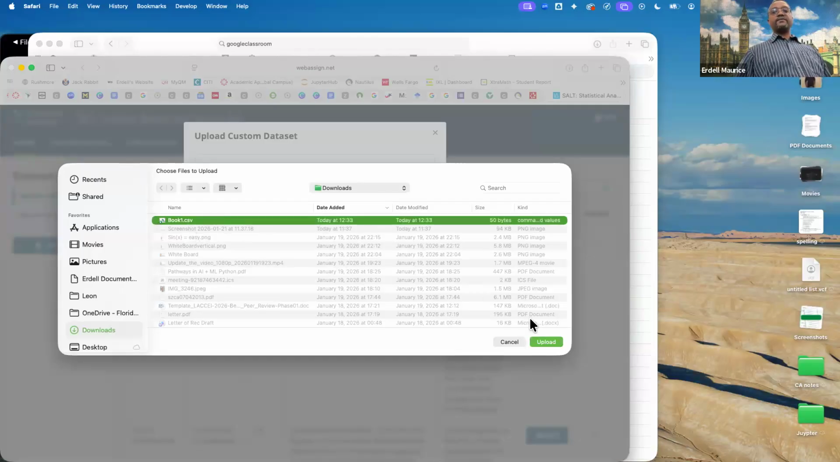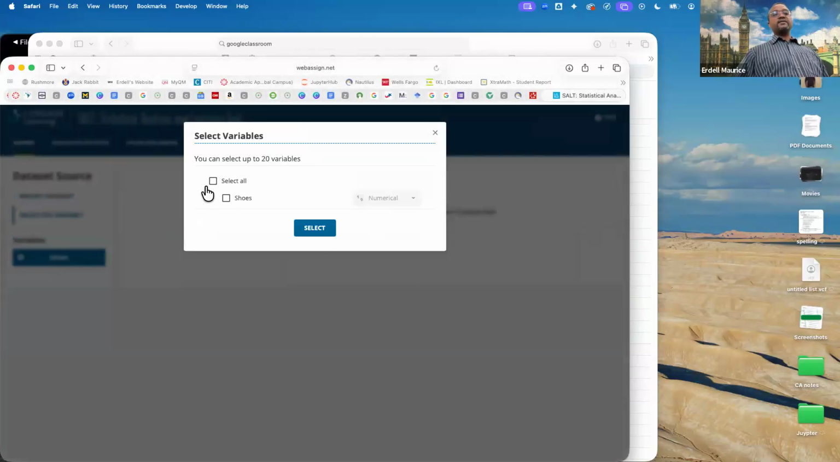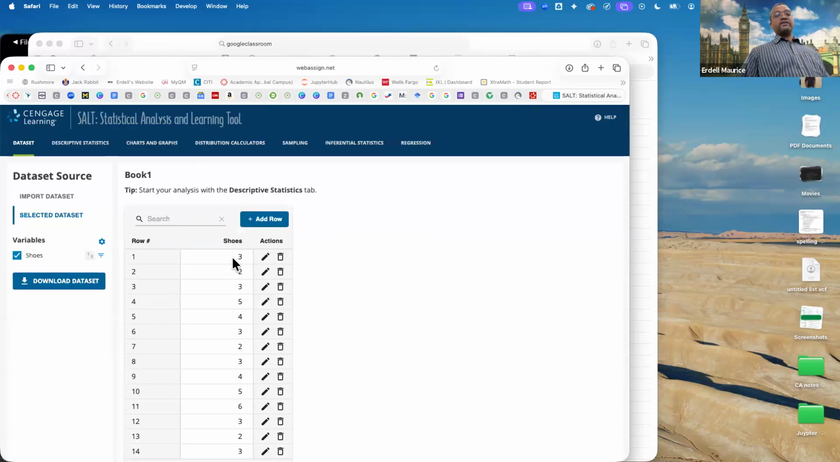Upload. And then there's only one thing. Why put shoes at the top? Note that this column represents shoes. You could have had several columns, and then you can import all of them at once. And then these are my numbers.